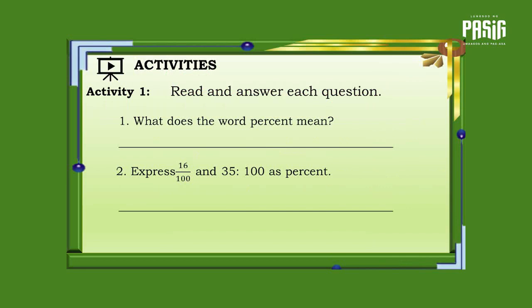So let us now proceed to our activities. Activity number 1, read and answer each question. Question number 1, what does the word percent mean? Question number 2, express 16 hundredths and 35 is to 100 as percent. So I'll give you 5 seconds to answer these 2 questions.